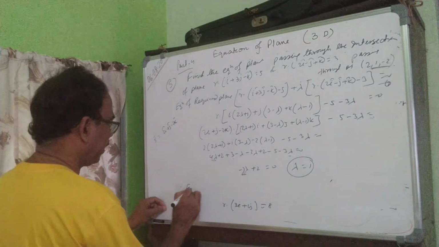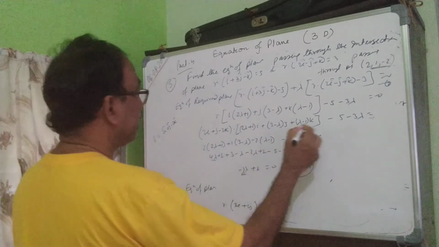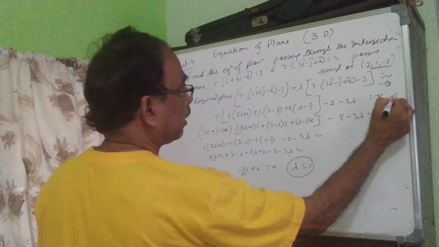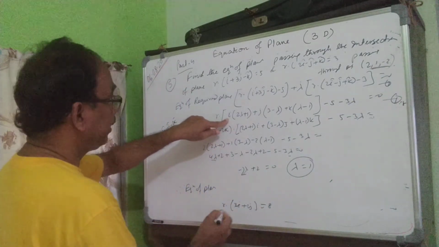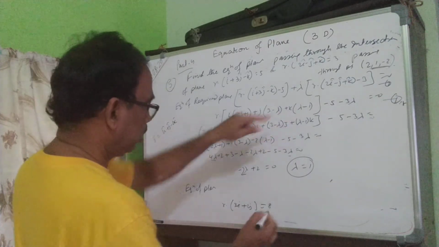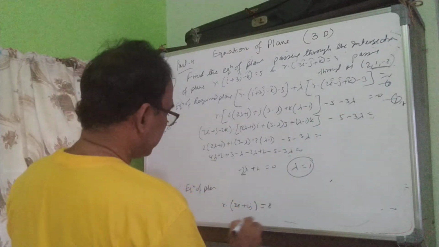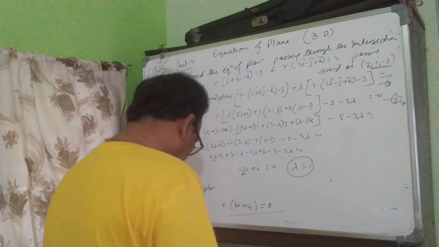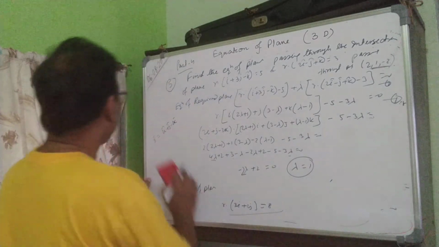Therefore, the equation of the plane, putting the lambda value 1: r dot (3i + 2j + 0k) minus 8. That is the equation of the plane. Sum number 6.